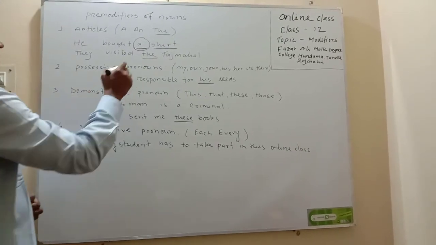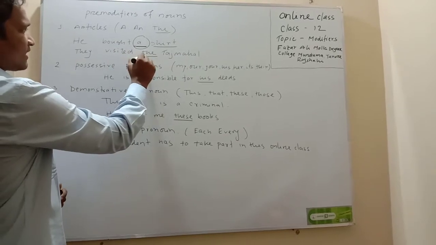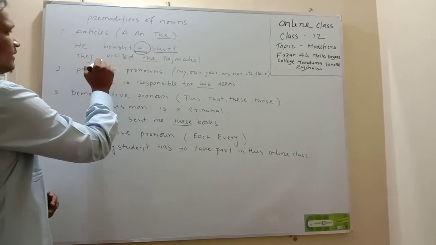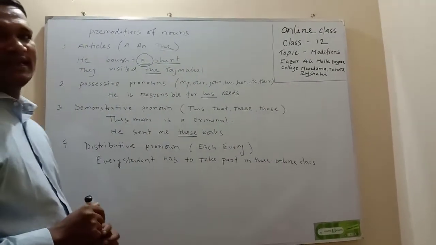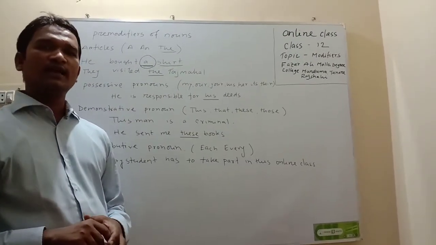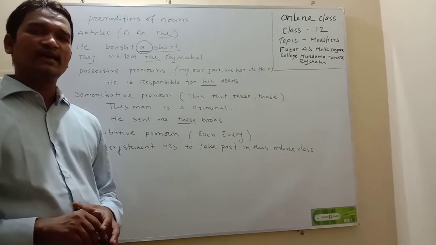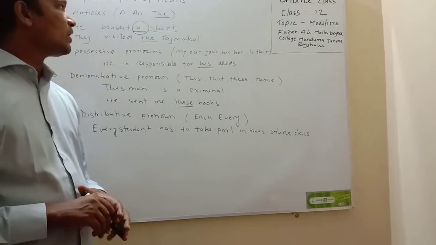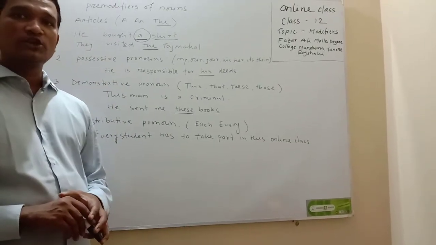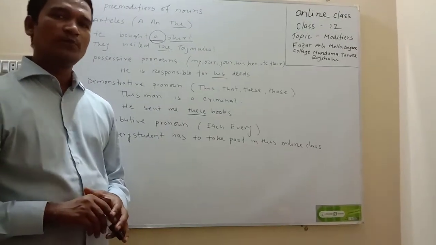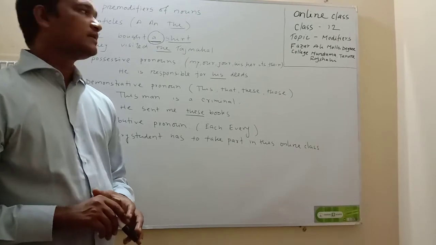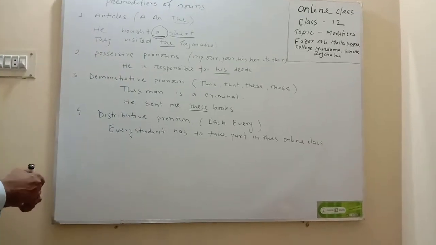So look at the following example. Here, they have visited the Taj Mahal. So Taj Mahal is a proper noun, and it is the only one in the world. So that's why we have used the before Taj Mahal. I hope you have understood the point. Let's learn another topic.